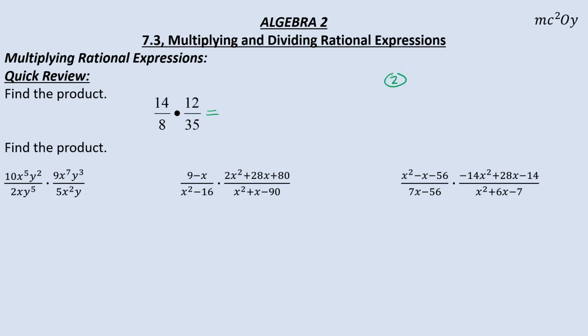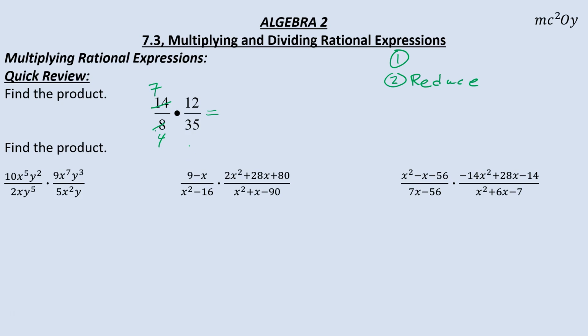The second thing we are going to do is reduce. I'm only saying the second thing because there's another thing we do first when you have actual rational expressions. But without the variables, first thing we do is reduce. So 14 and 8. What goes into both 14 and 8? Well, 2 does. 2 goes into 8 4 times. 2 into 14 7 times. 12 and 35. What goes into both of those?